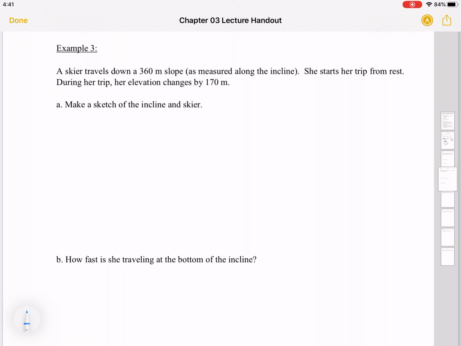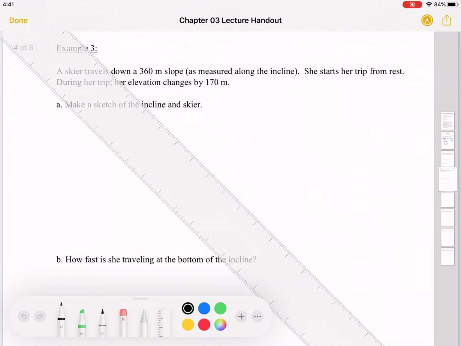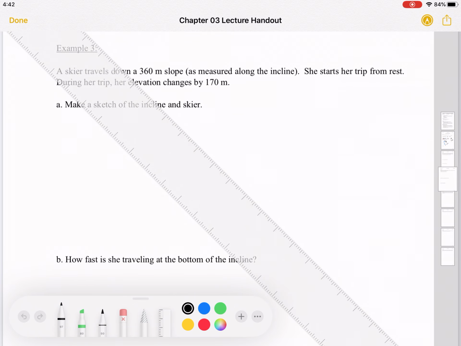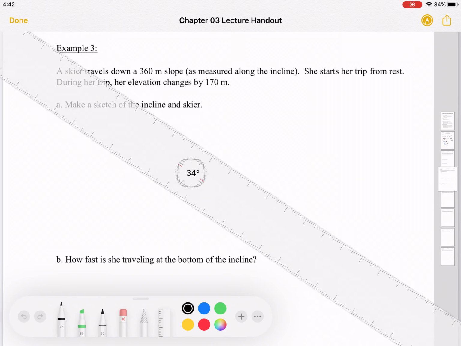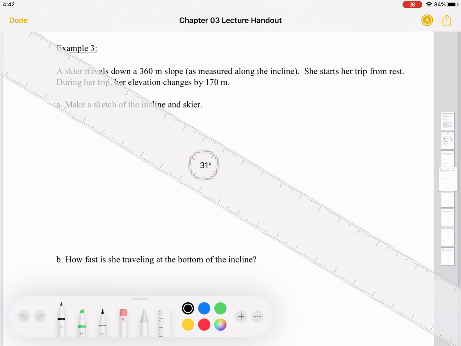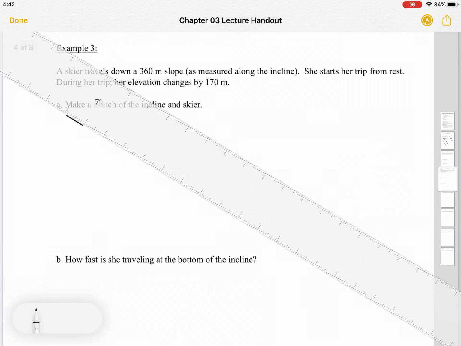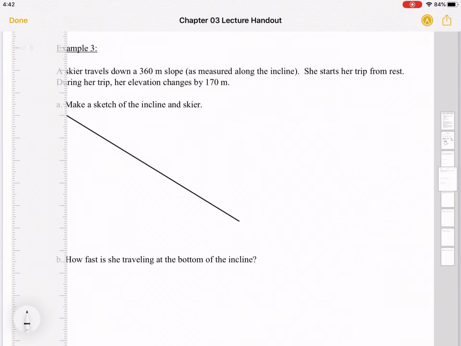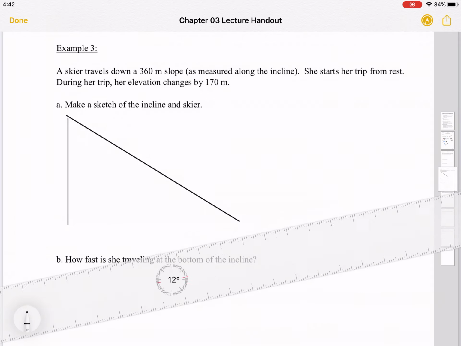So what does an incline look like? Well, it's a triangle, right? We've got, let's use a ruler, right? We'll make this look nice. So what's our incline? Well, it's 360 meters this way. We don't actually have to draw it to scale. It's sometimes useful to do that, but I'm not going to worry too much about it this time. Okay.